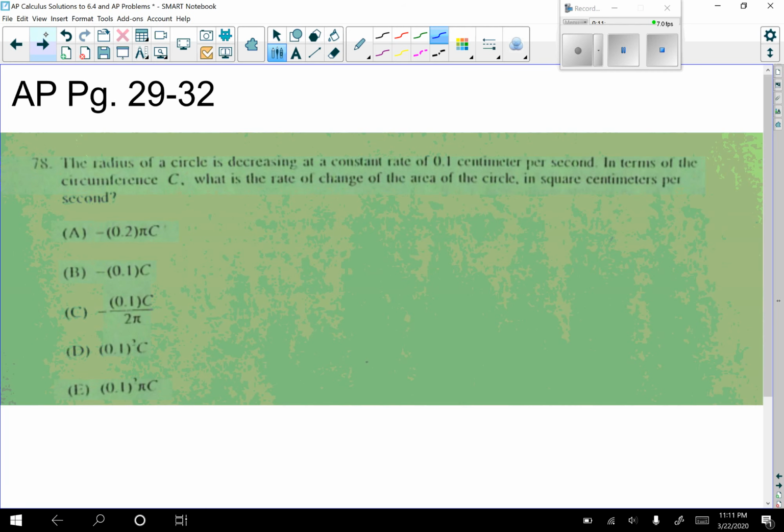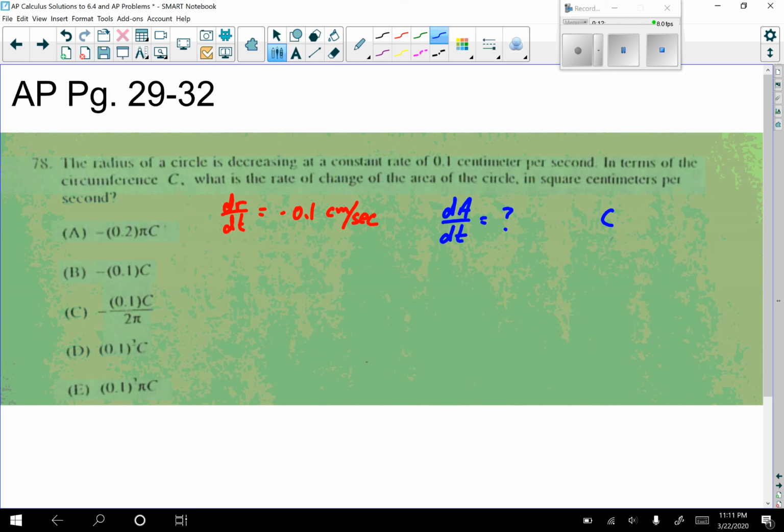All right, for these, we were able to use a calculator. Taking a look at 78, it is a related rates question. Our radius of a circle is decreasing, so we could say that dr over dt is going to equal a negative 0.1 centimeters per second. In terms of the circumference C, we want to know the rate of change of the area of the circle. So we want to find dA over dt in terms of our circumference. Notice it doesn't give us enough information to find it at a certain point, but it just wants us to write it in terms of the circumference.